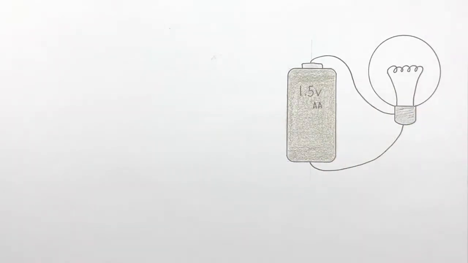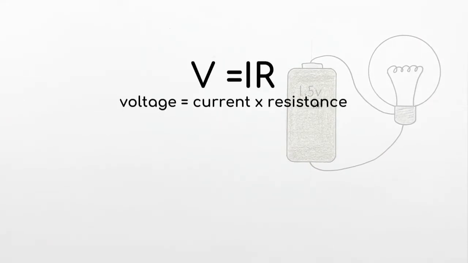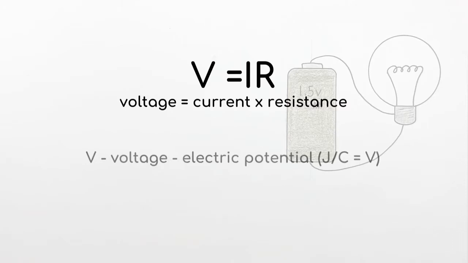So getting right down to business here, Ohm's law is given by V equals IR, where V is the voltage, or the electric potential. Remember, the voltage is really just the electric potential energy per unit charge. And the units of voltage are in fact volts, which are joules per coulomb.